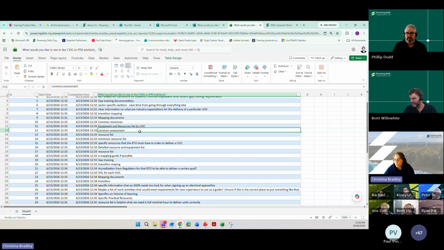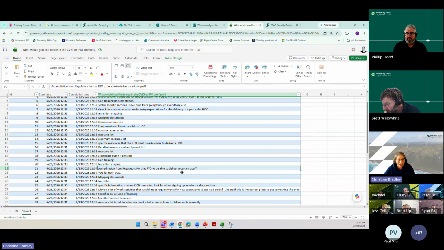We might need to drill into that, so I might reach out to that person in terms of what you mean by that, because we are not learning and assessment developers. But if you want to talk to that now, you can. Yeah, transition mapping, accreditation for regulators, okay. Are we talking about the pink slip model that was yesteryears? Volume of learning for each unit of competency.